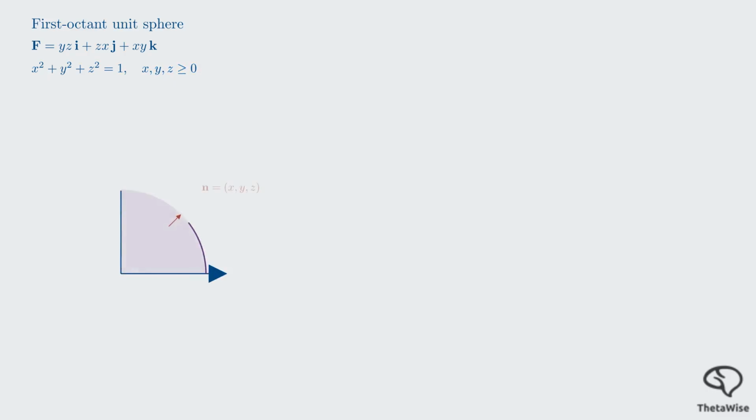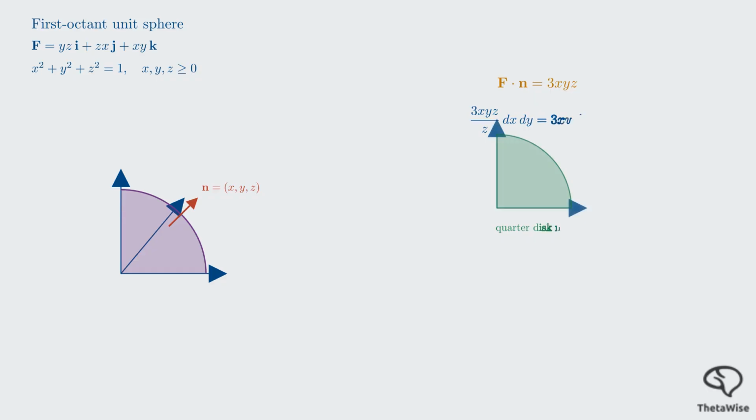The outward unit normal is (x, y, z) because the gradient is 2x, 2y, 2z and the surface radius is 1. The dot product F dot n is xyz plus xyz plus xyz, or 3xyz. On the upper spherical patch, projection onto the xy plane introduces division by z, leaving 3xyz dx dy.